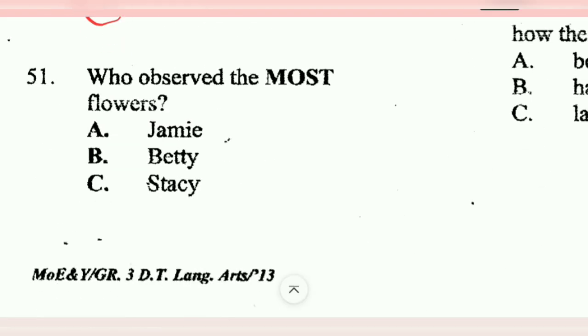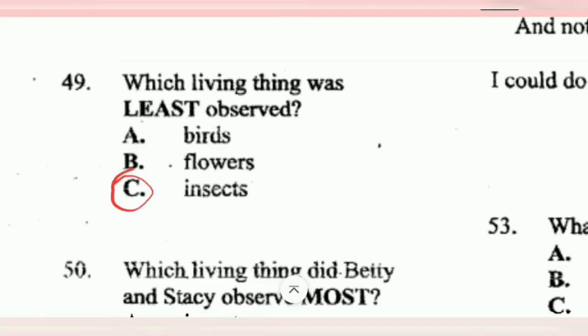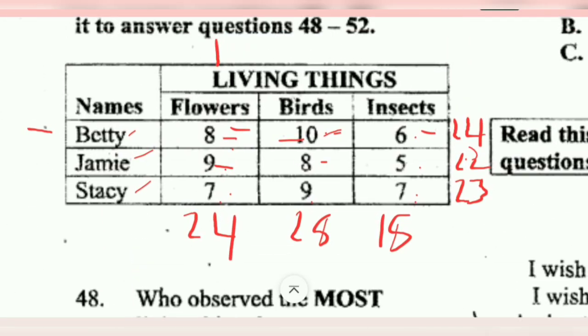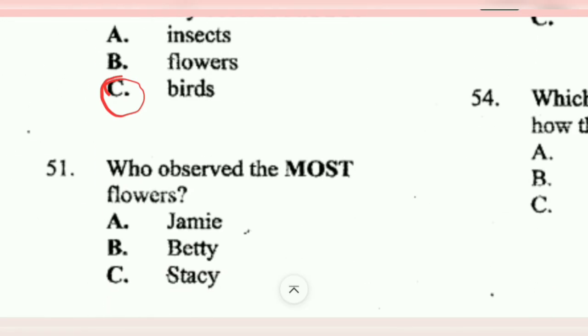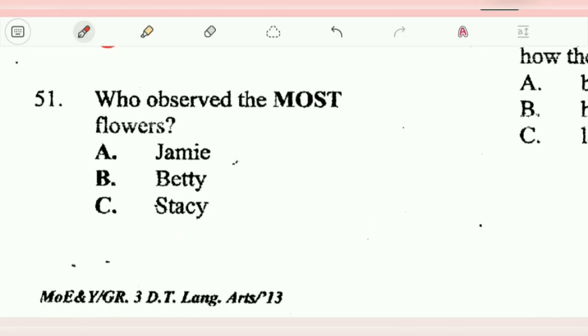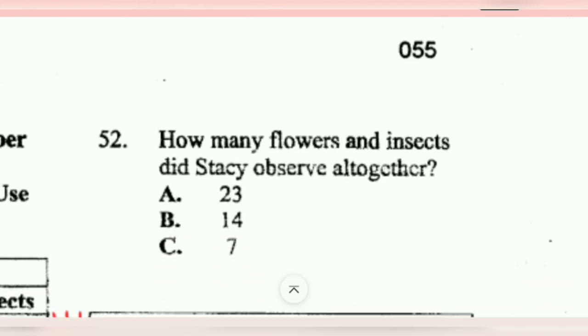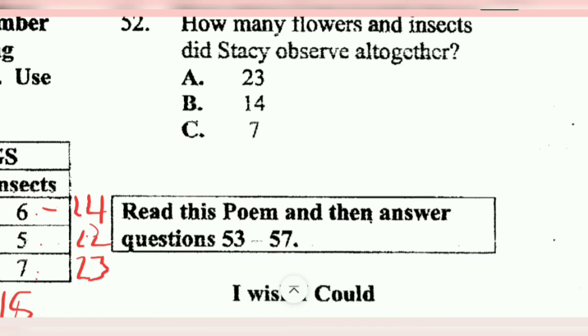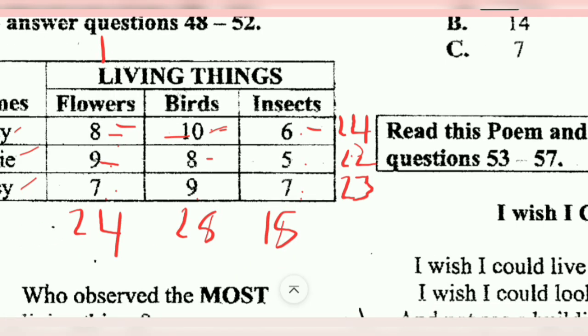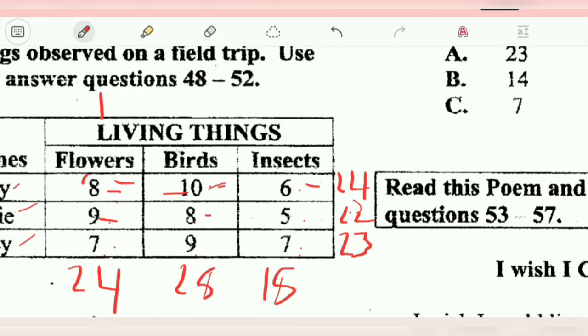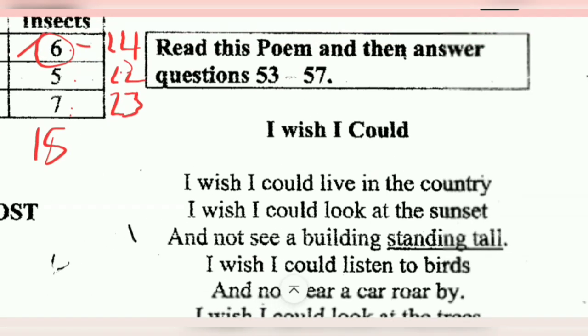51. Who observed the most flowers? So you're looking at the flowers. Most flowers would be Jamie because he's 9, Betty is 8, Stacy is 7. So Jamie observed the most flowers. Jamie. Alright, 52. How many flowers and insects did Stacy observe together? Flowers would be 8, and insects 6. 8 and 6 is 14. She observed 14. You will have to do your addition.